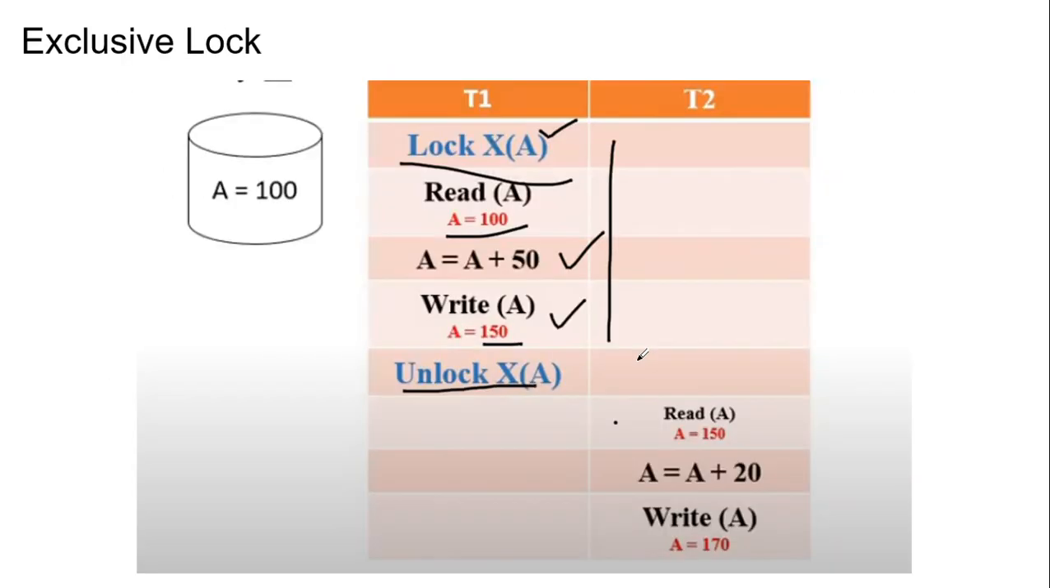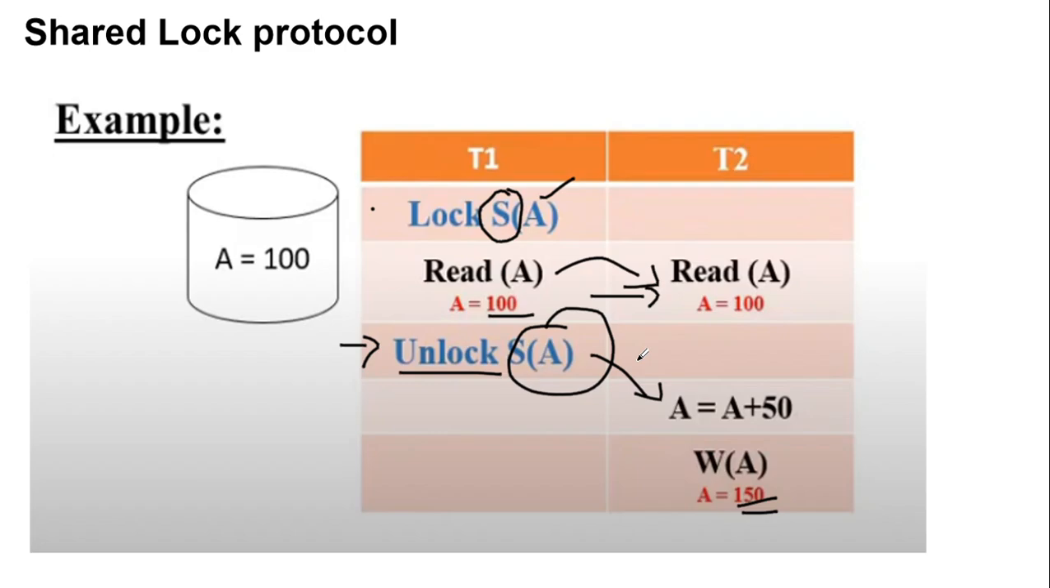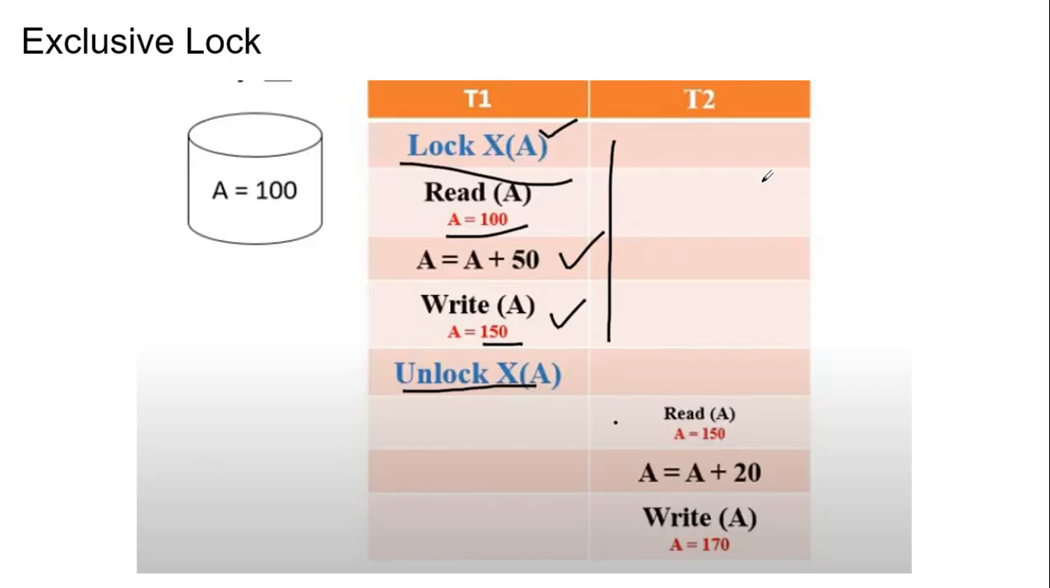The difference between the shared lock and the exclusive lock is that in a shared lock, if the data is under the shared lock, other transactions can read the data but cannot manipulate it. But in the case of an exclusive lock, if the data is under an exclusive lock, other transactions would not be able to read or write the data. Both are not possible.